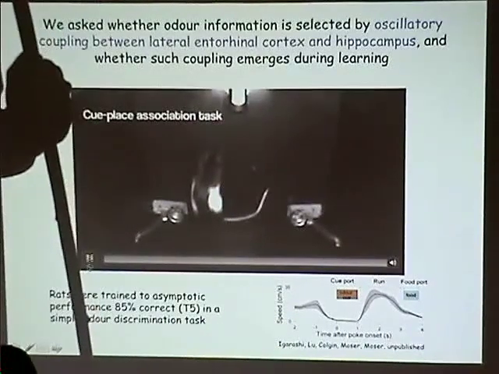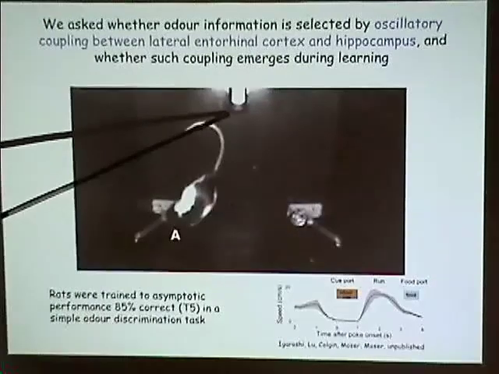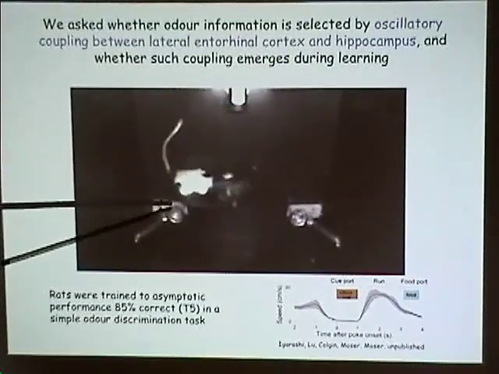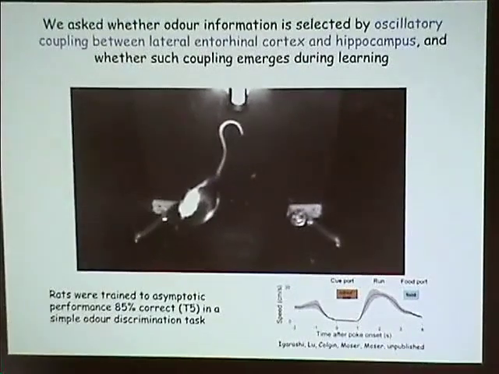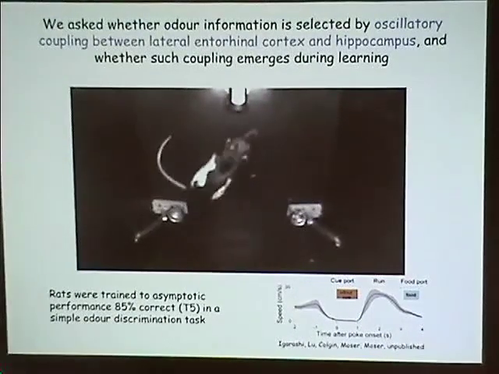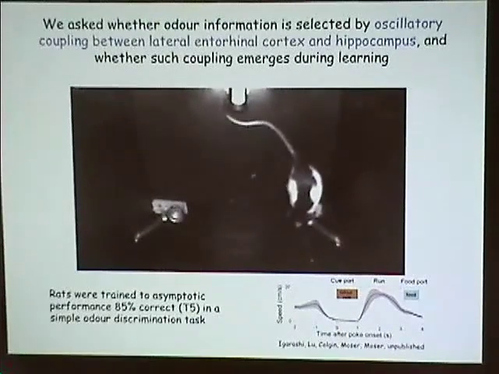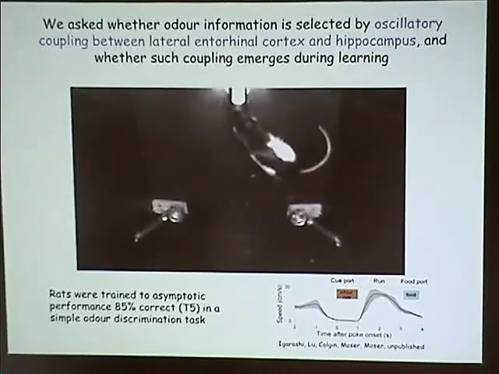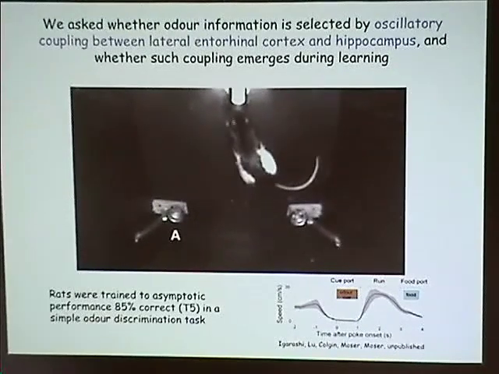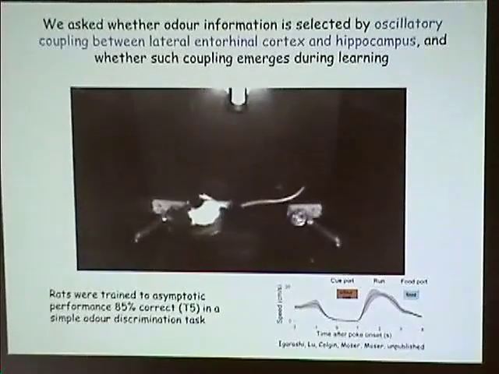And I'll show you an example of that. So now it gets odor A, has to keep the snout in for 1 second, and then gets odor A again, should go here. Next time it gets odor B. So it's a simple task, but the animals needed about 3 weeks to learn this to asymptotic levels. Asymptotic levels is more than 85% correct.